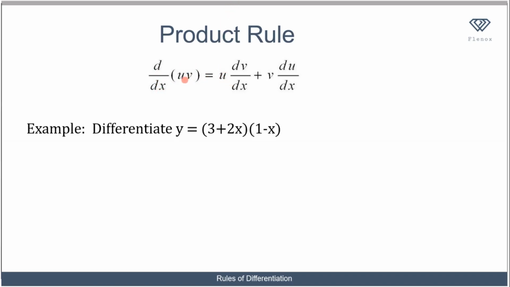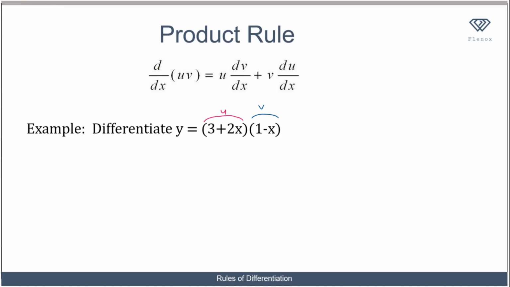And this formula tells us that if you have functions u and v, the derivative is given as u dv over dx plus v du over dx. So the best way to illustrate this is to use an example. Now we have two terms here, this term and this term. What we do is name one of the terms u and we call the other v.